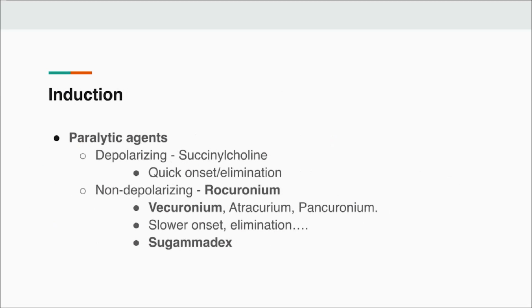The next thing we'll give is a paralyzing agent. We have two major classes, and those are depolarizing agents like succinylcholine, which we know has a quick onset and quick elimination time, and historically been used to get the patient paralyzed quickly and get a tube in quickly, like in a rapid sequence induction and intubation.